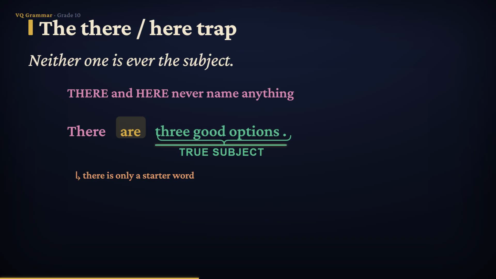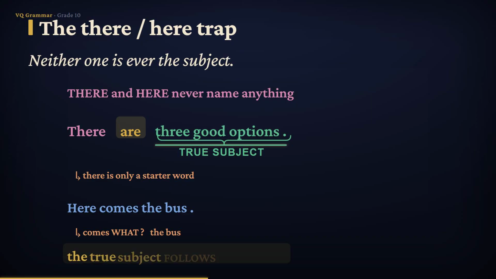Here behaves exactly the same way. Here comes the bus. Ask, comes what? The bus. So burn this into your memory. Never underline there or here as the subject. When a sentence opens with either word, the real subject is waiting on the far side of the verb.